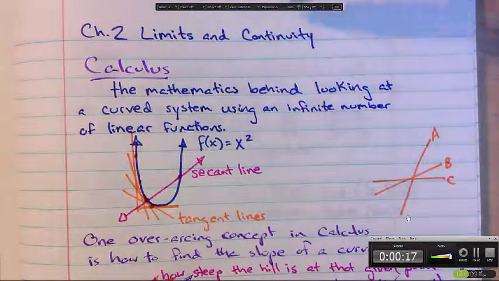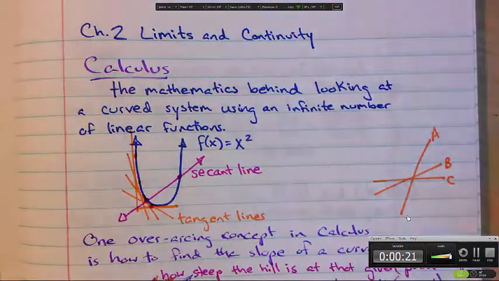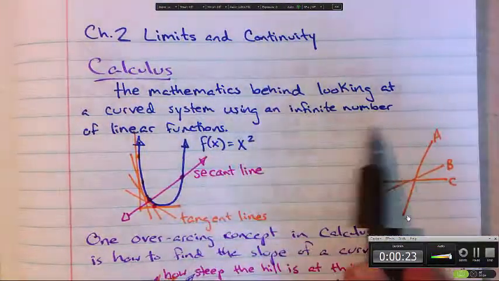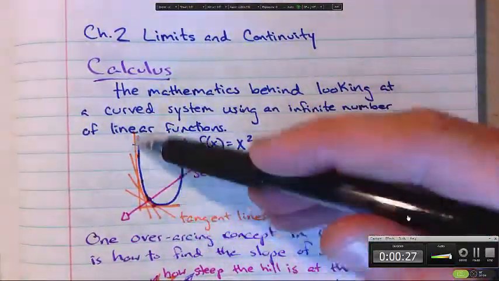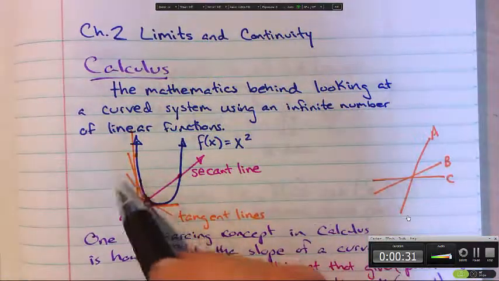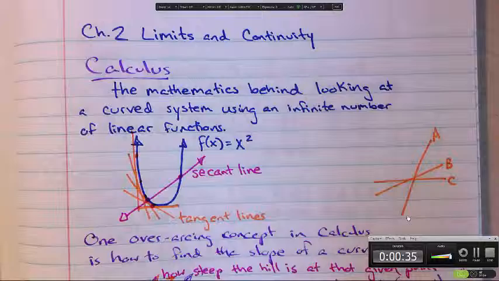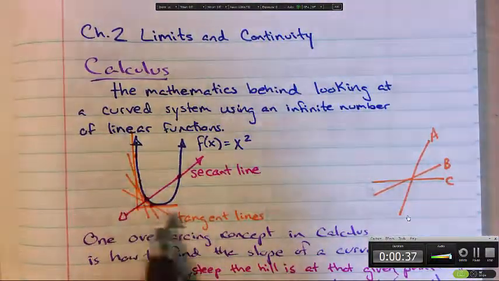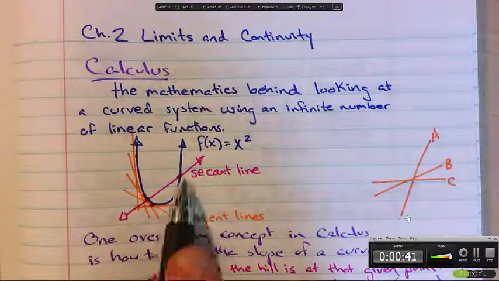Chapter 2 is limits and continuity. I first started off by defining calculus as being the mathematics behind looking at a curved system using an infinite number of linear functions, and then I'll give an example of, if we draw this parabola, well, we've got two different kinds of lines that relate to that parabola. We have tangent lines, which are lines that touch at just one point, and we have secant lines, which pass through the parabola. And any kind of curved function can be created by drawing an infinite number of lines that are tangent to it.